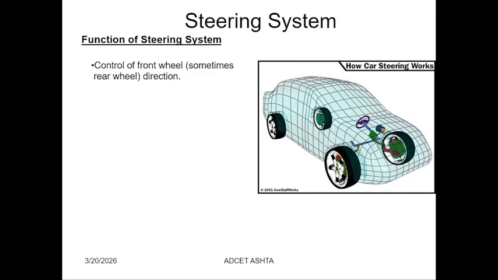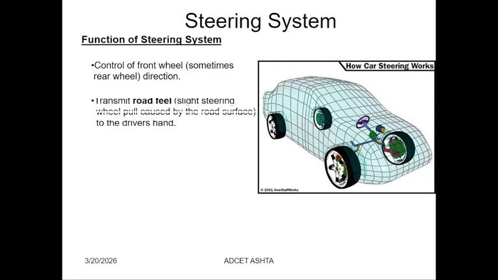Let us think about how car steering works. First of all, the front axle has mechanisms that are used to steer or control the vehicle in whatever direction we want, whether rear or front, left or right. The road wheels are slightly steered by the pull caused by the road surface and the driver's hand.